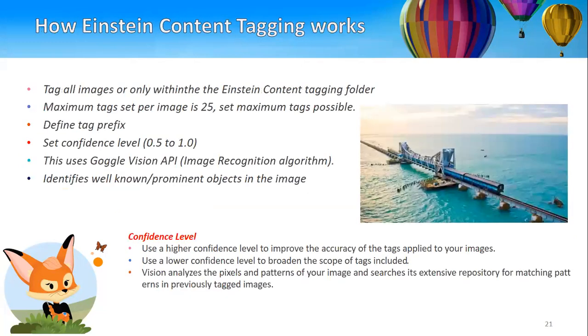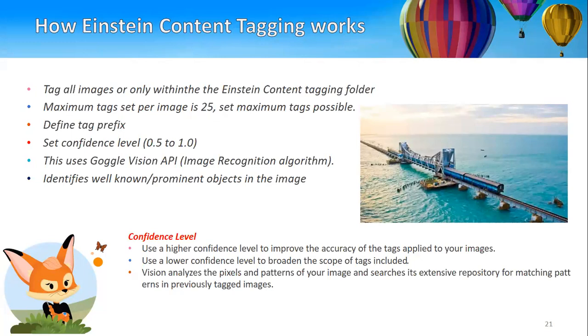It is good to have this tagging for all the images, or only within the Einstein content tagging folder. Even for that option, you can choose only those images within the tagging folder. And it is best to define a tag prefix, what I told earlier, and set a confidence level from 0.5 to 1. So 0.5 is the low confidence level, 1 is the high confidence level.